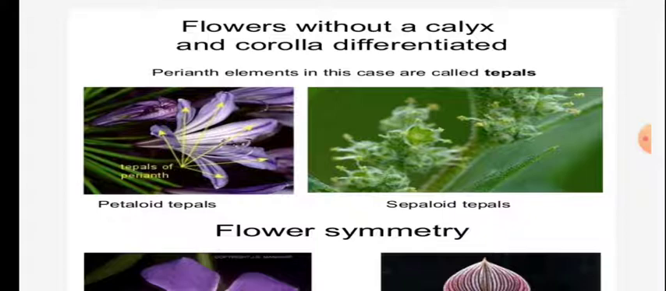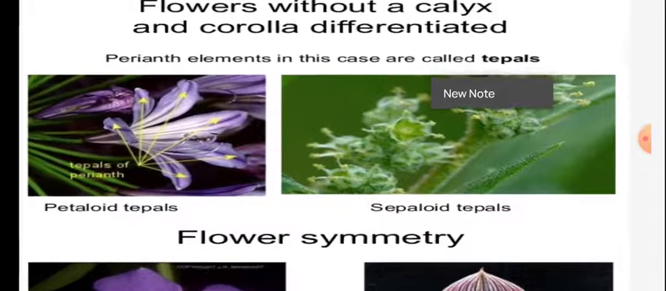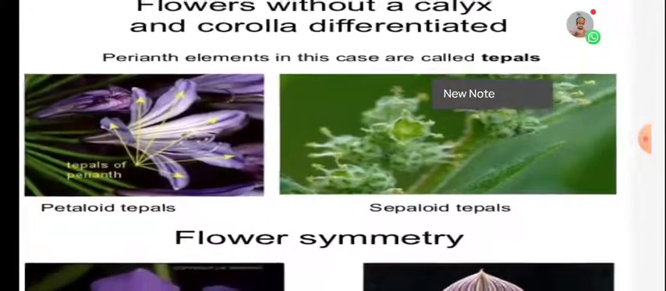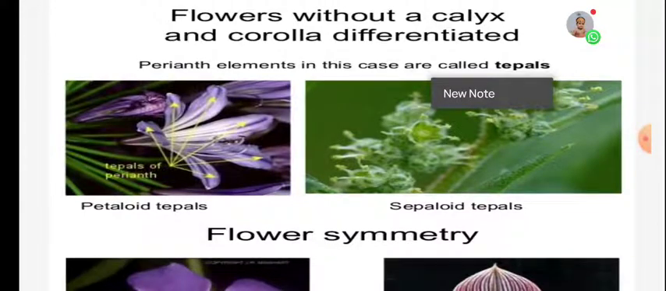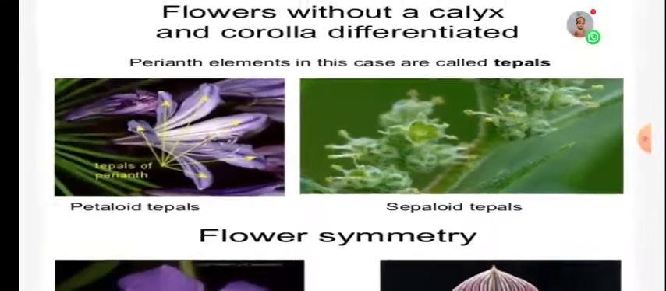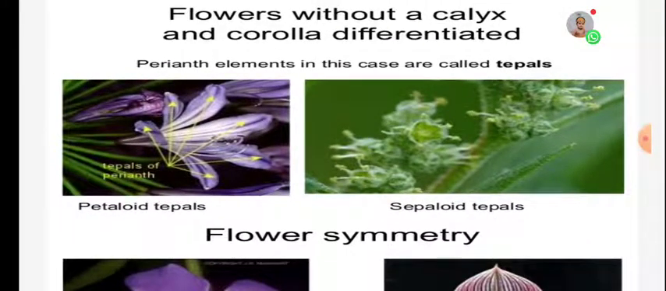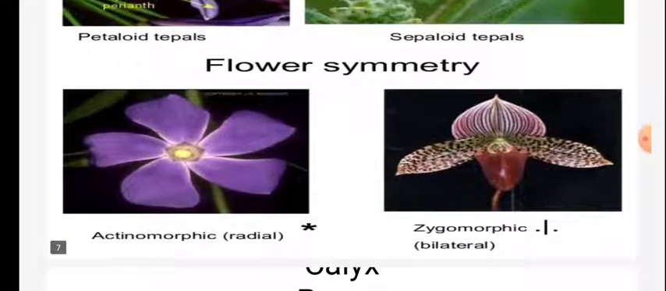Then sepaloid tepals are there, green colored tepals, and commonly these are called tepals because they are fleshy and thick in nature. I think you also know the tuberose, nishigandha. So it also shows the presence of the tepal.